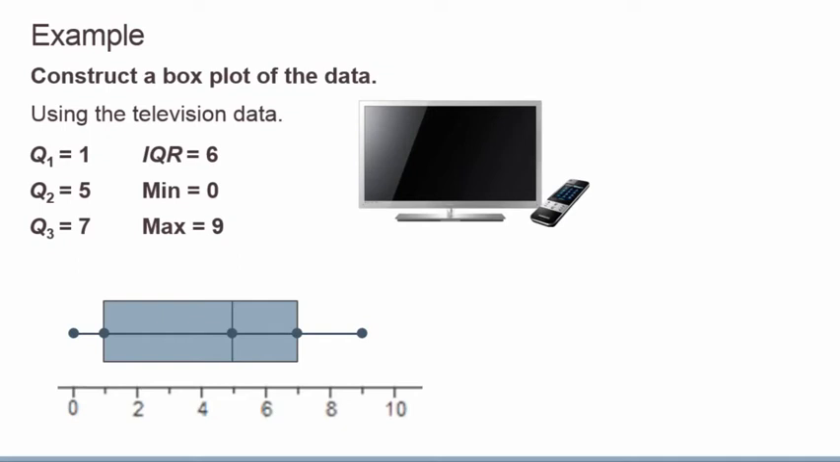One option we have in drawing our box plot is to replace the maximum and minimum with lines. So I have a line at 0, a line at 9, and I don't use the dots.